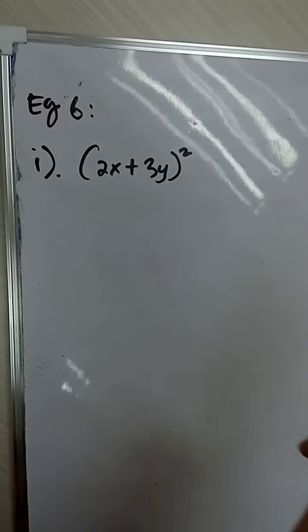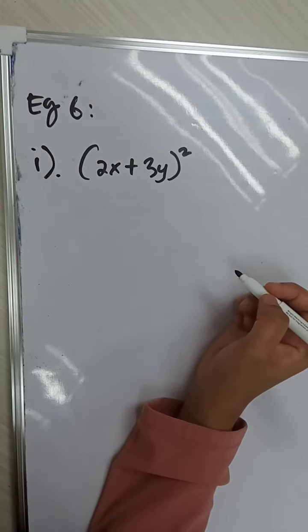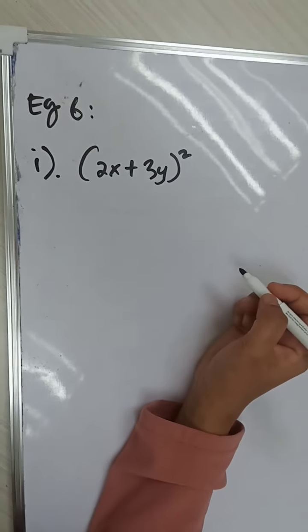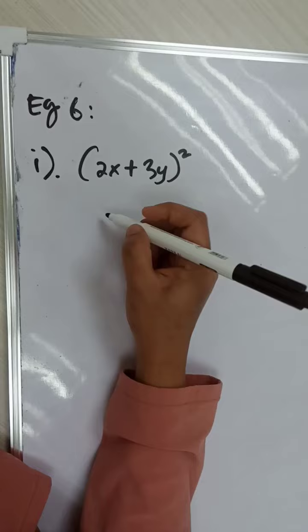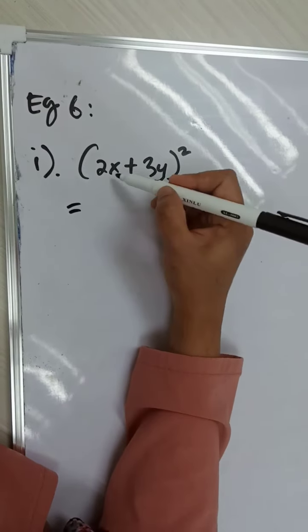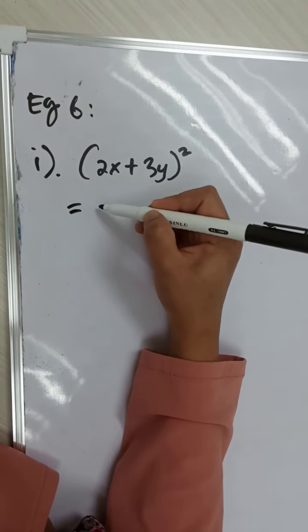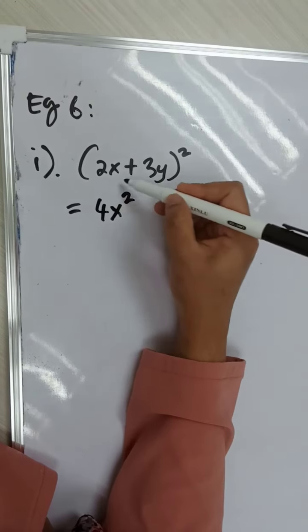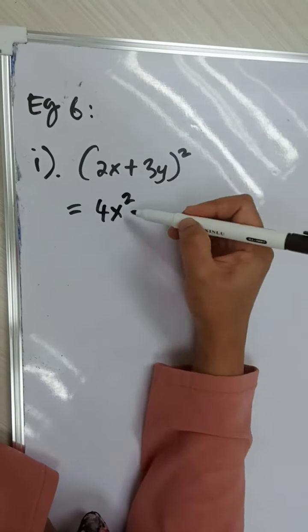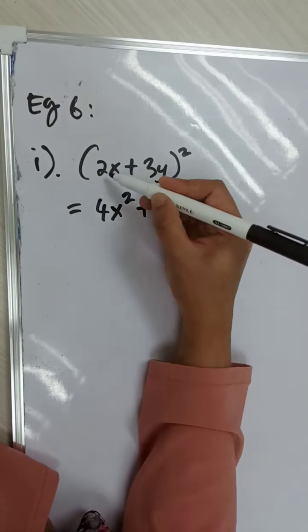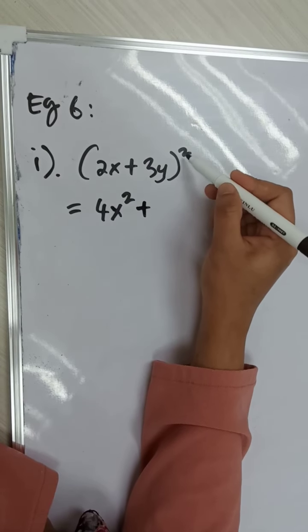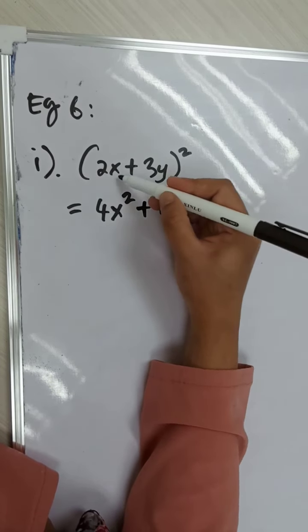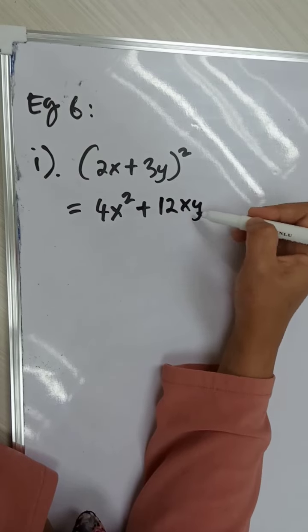Example for the formula that we discussed just now. Number 1, we have (2x + 3y) squared. To solve this, you have to expand. Remember, we have to square the first term, so we get 4x square, and then we multiply all terms inside the bracket, including the exponent. So 2 multiply 3, we get 6. 6 multiply 2, we get 12. And then x multiply y, you get 12xy.